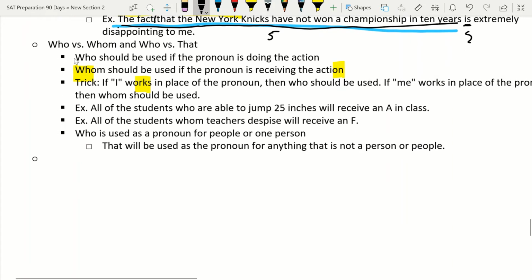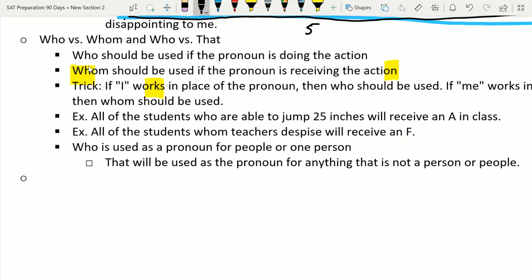All right, next thing, we have who versus whom and who versus that. Okay, so who should be used if the pronoun is doing the action, and if you don't understand what I'm talking about there, don't worry, I'll show you a trick for it. Whom should be used if the pronoun is receiving the action. Once again, I'll show you a trick for this shortly.